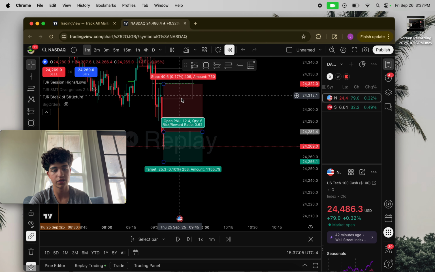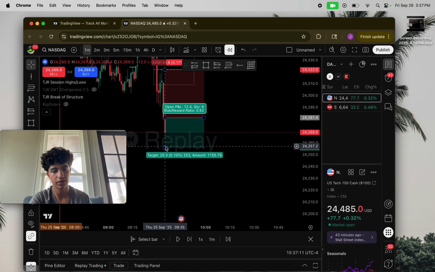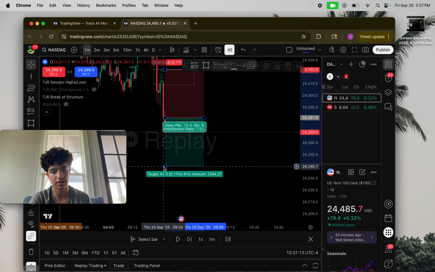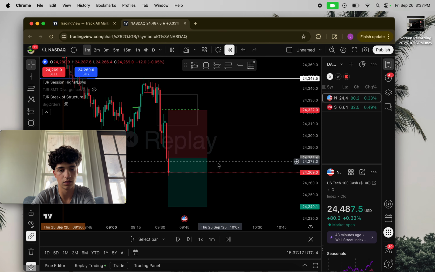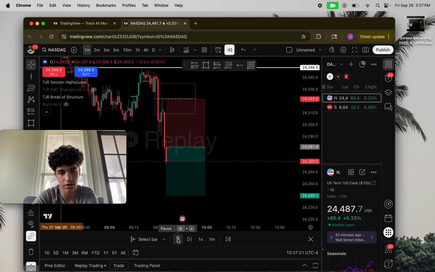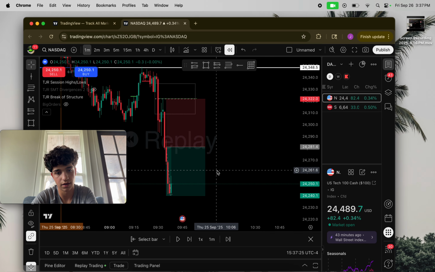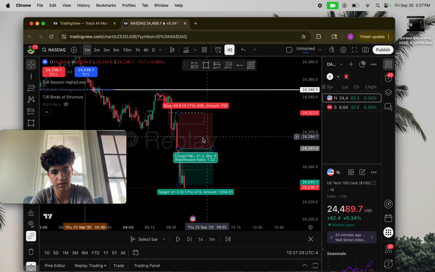You want to move your stop loss to the swing high of the little move, and then you want to drag this down until your risk to reward ratio is 1-to-1, so it's 1.02. That's close enough. And this trade was very, very fast, as you can see. So yeah, that was this example happening yesterday.